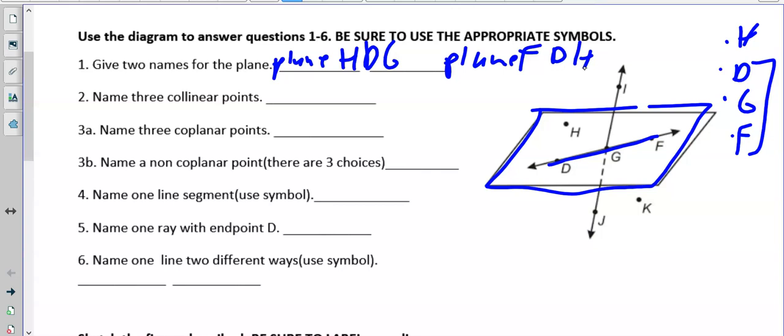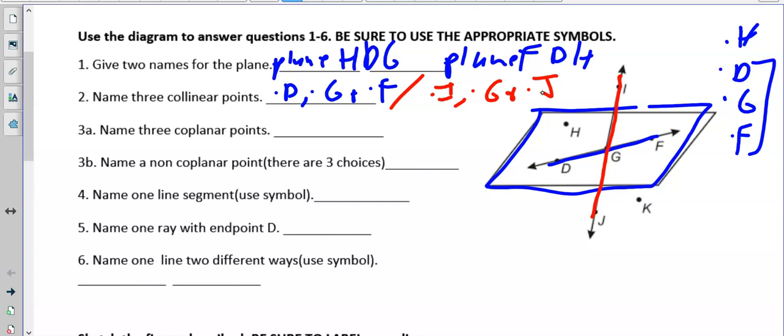Which leads us into name 3 collinear points. Well, that's pretty nice right there. D, G, and F. But we also have, notice, I, G, J. So we could have also said point I, point G, and point J. Okay, now this was a test. You would not have to give both of those. I'm just showing you for review purposes. Those are possible answers. Name 3 coplanar points.